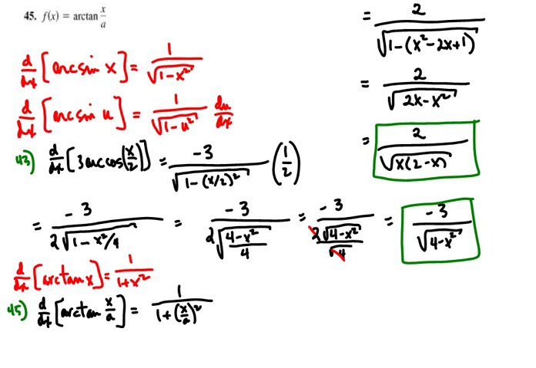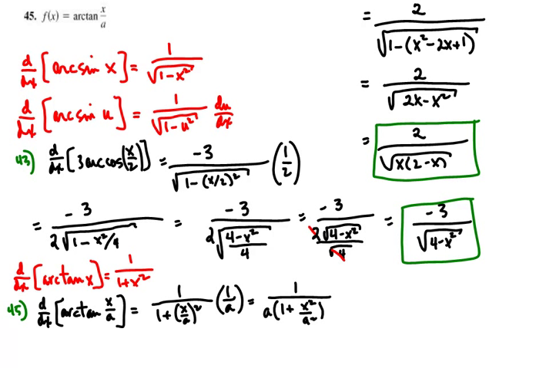And so that would be 1 over 1 plus the quantity x over a squared, and then times the derivative of x over a, where a we're going to assume is some constant here, and that's just going to be 1 over a. And so that should give us something like 1 over a times the quantity 1 plus x squared over a squared.